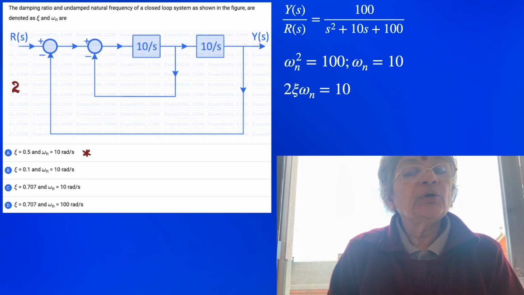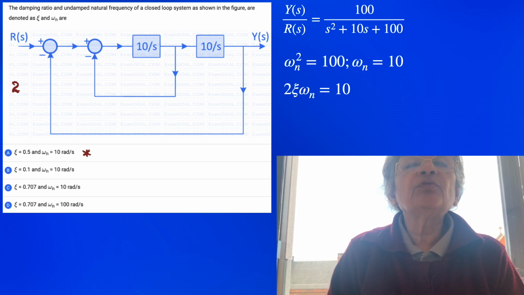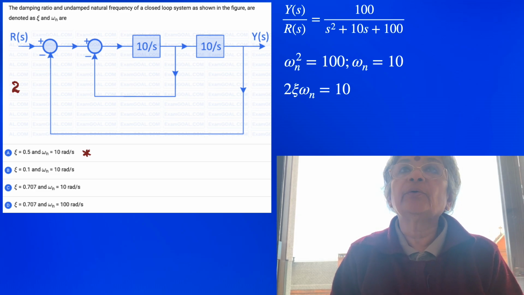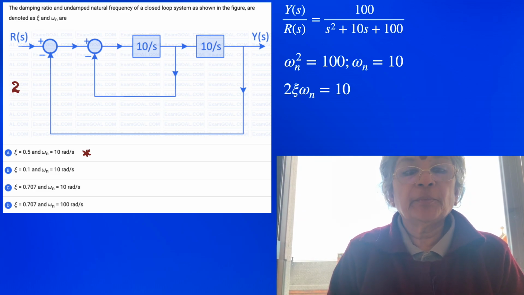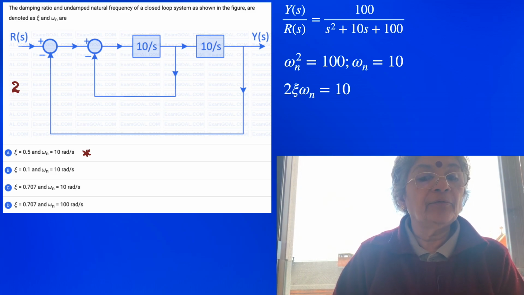So now let's see what the problem is. The damping ratio and undamped natural frequency of a closed loop system as shown in the figure are denoted as eta and omega n, as we just mentioned, and we want to find that out. Omega n is already found out as equal to 10 and 2 eta omega n is 10, so eta is equal to 10 by 20 or 0.5. So we have option A as the correct answer.